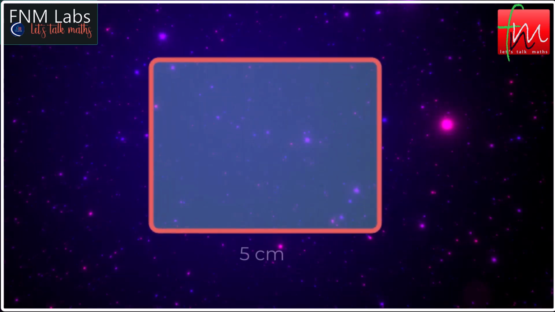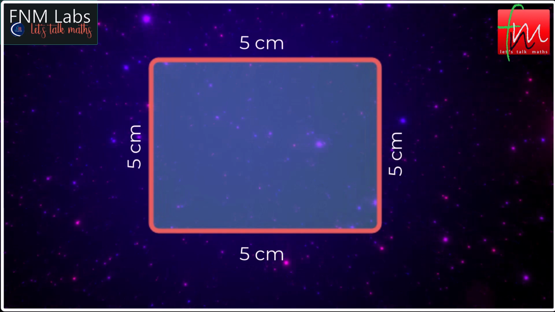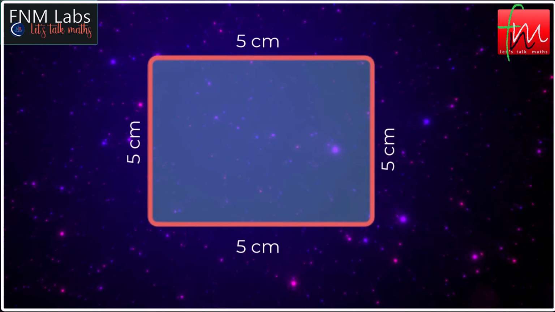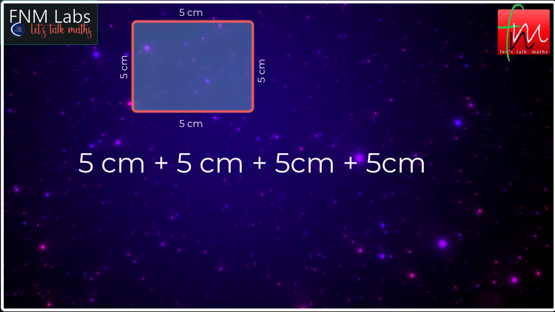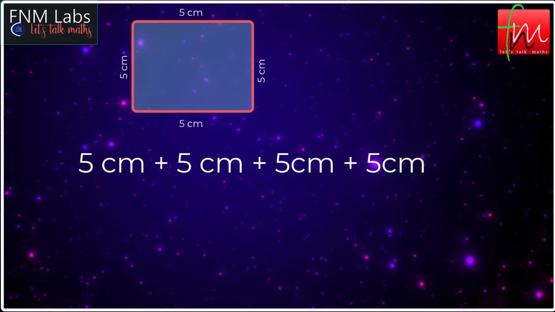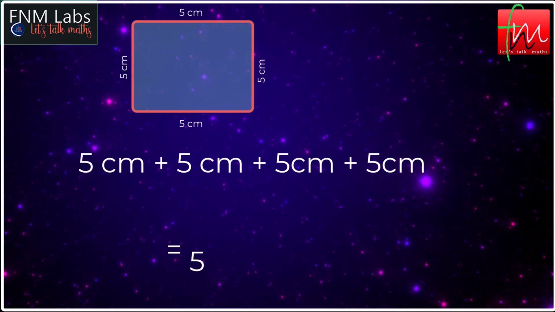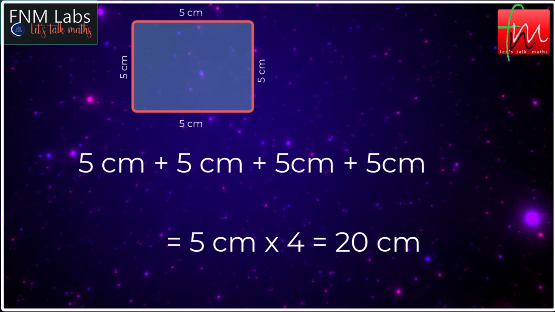Consider a square of side 5 centimeters. If you want to measure the perimeter of this square, you need to add the lengths of its 4 sides. You see, it is the repeated addition of 5, 4 times. So, it's simply the multiplication of 5 by 4, which is 20 centimeters.